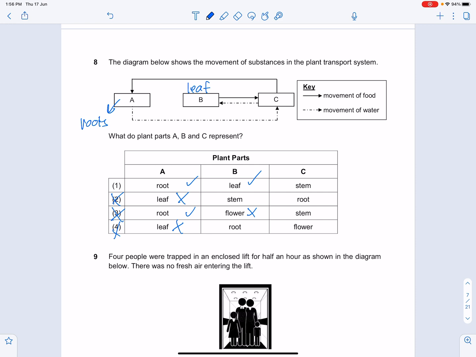The last one I'll look at is my stem. Remember, my stem transports both food and water. So I look at C to see if that is indeed the case. My water passes through C and my food also passes through C, so this has to be my stem. Indeed, option 1 states that C is the stem. That's how I figure out my answer very clearly and very confidently.